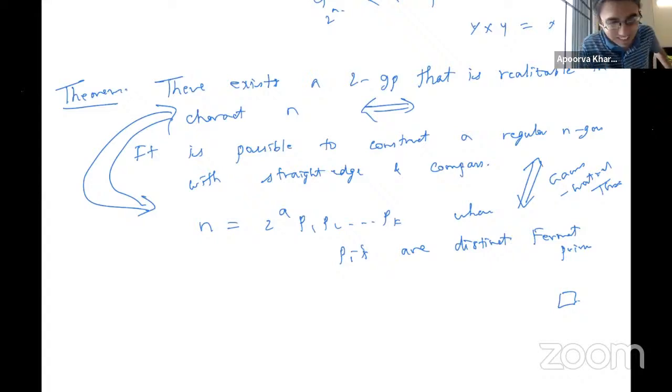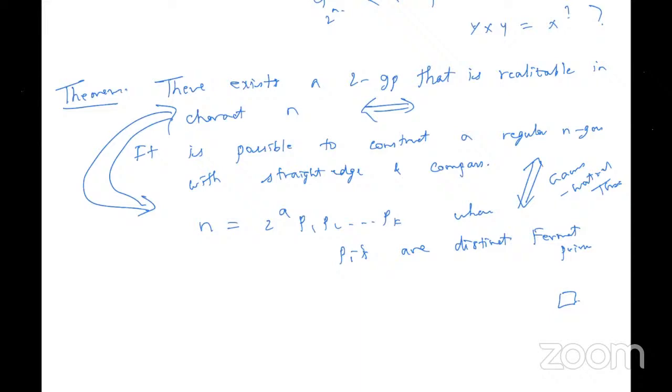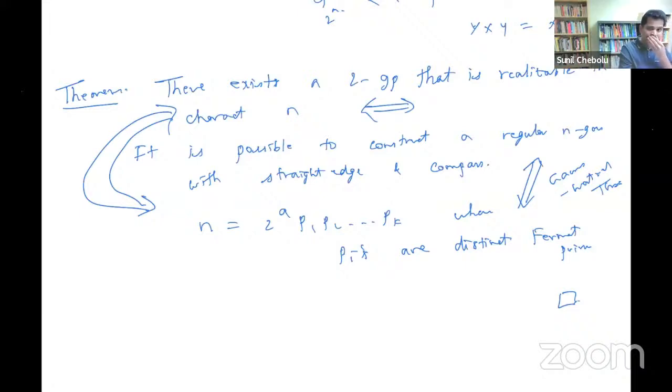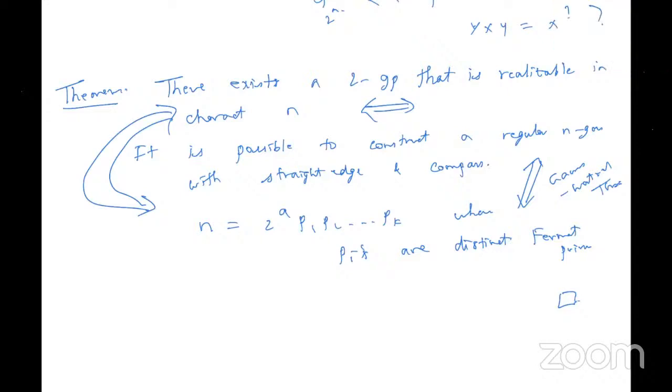Questions, more questions rather. Yes. I just have one small question. You said that there exists a 2 group that is realizable in characteristic n. Can we determine what the cardinality of the 2 group might be? Or to refine it, give upper and lower bounds of some kind. Yeah, let me think. Sorry, I just had that thought.